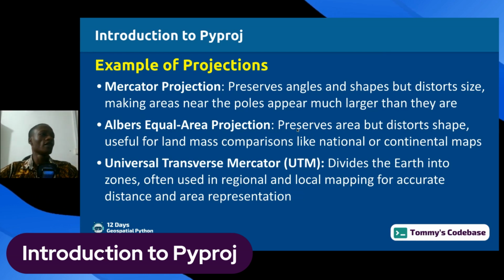And then we also have the popular Universal Transverse Mercator, which divides the Earth into several zones. And that one is particularly useful for regional and local mapping. It really gives you accurate distance if you choose the correct zone for your area.